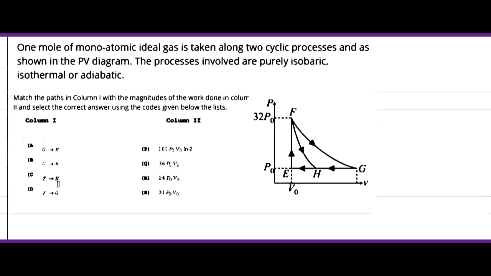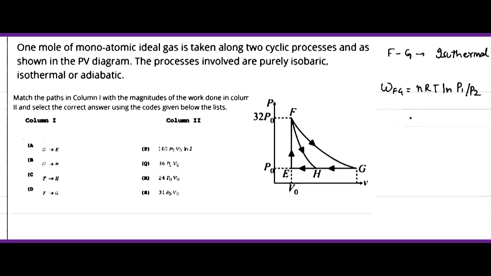So let's start with the process FG. FG is an isothermal process. Why isothermal? Because we can see that the slope of the isothermal is less than the slope of the adiabatic process. So this is an isothermal process where the temperature is constant. And what is the formula for work done in an isothermal process? W_FG will simply equal nRT ln.